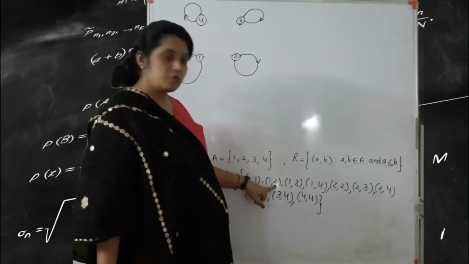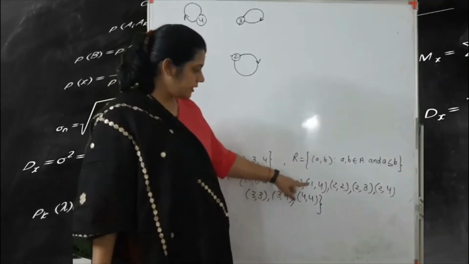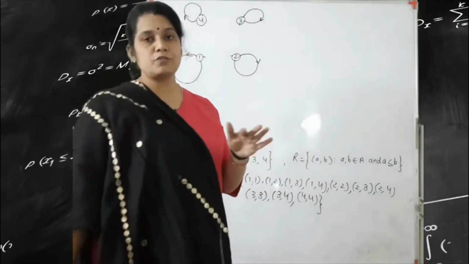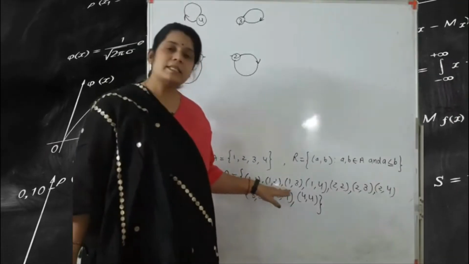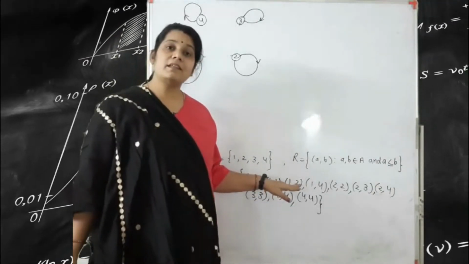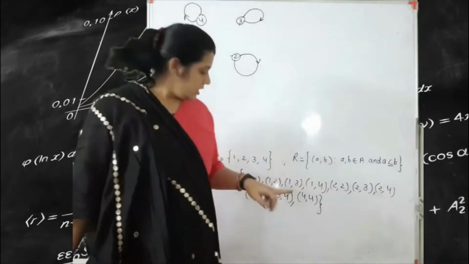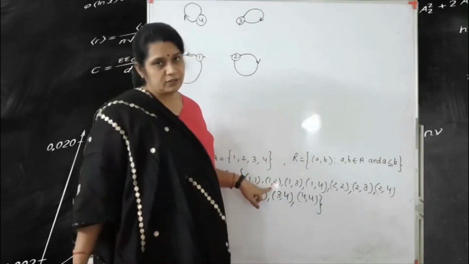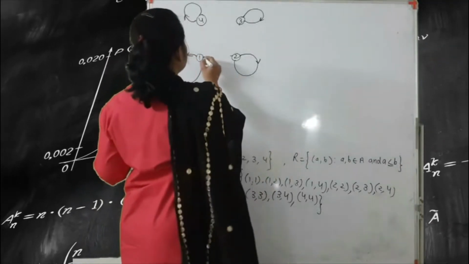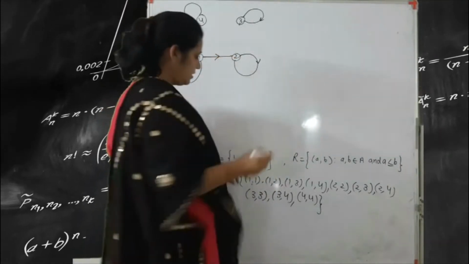Next is 1 related to 2, 1 related to 3 and 1 related to 4. Here one point is very important: always keep in mind that this relation is in ordered pair form. So here you consider 1 to 2, not 2 to 1. Got it? So 1 to 2, that means this is your 1 to 2.